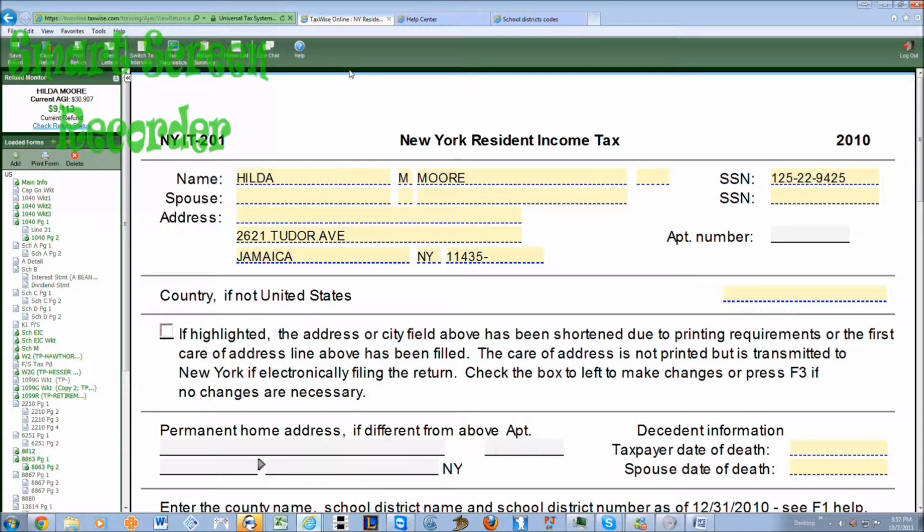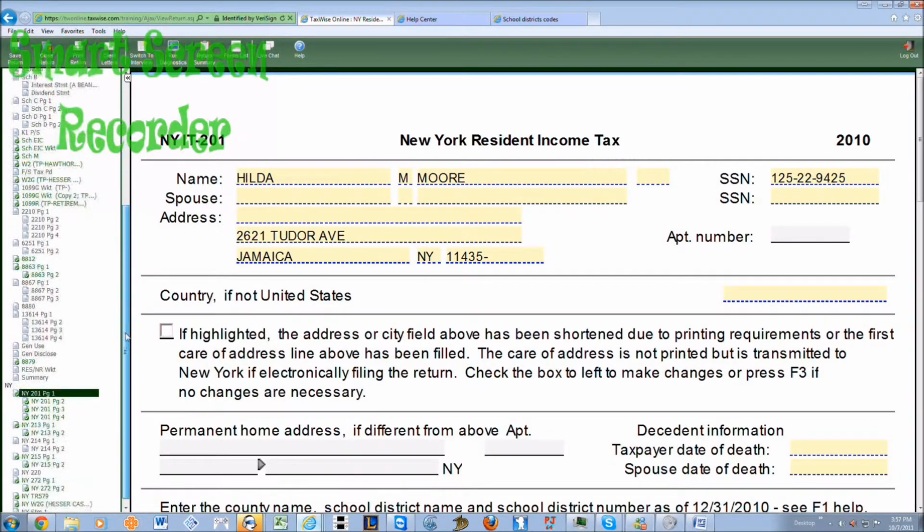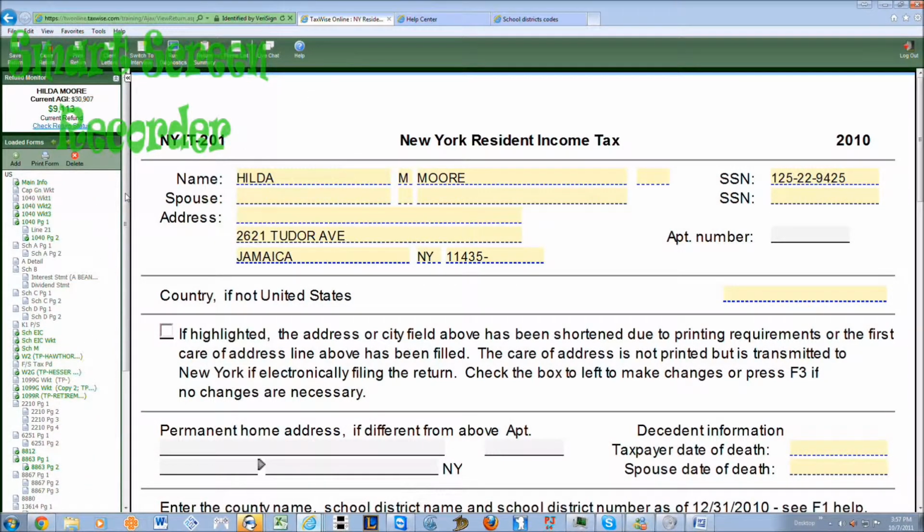This one is going to be entailing the state side of the return. Now, so far we've only been focusing on the federal side, so today what I'm going to be doing is just giving you guys a little run through of the state side of the return. Now, the sample return that I'm going to be using today is Hilda Moore. This can be found on page 56 of your publication 4491W, that is the Red Book.